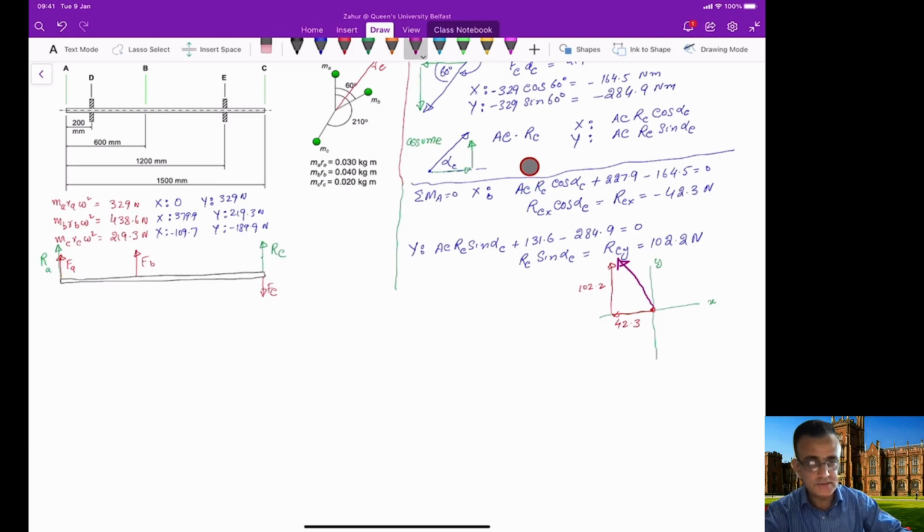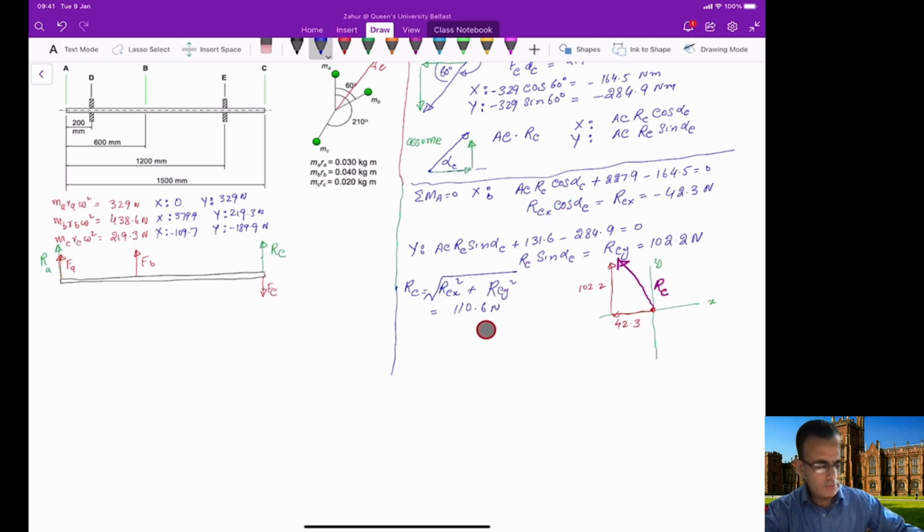And now the final vector, which is our RC, is this vector here. So RC is the resultant of these two, which we can calculate by using this equation here. So RC will be equal to the square root of RCX square plus RCY square. So this will provide you with the value of the RC. So the RC will become 110.6 Newton.